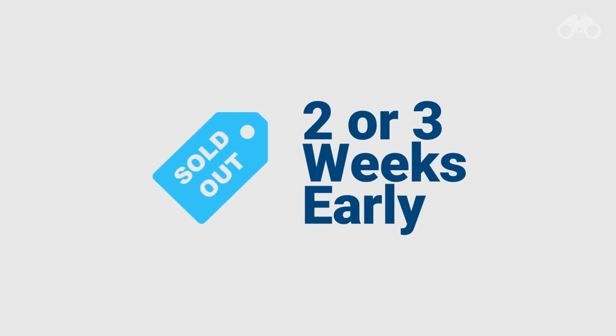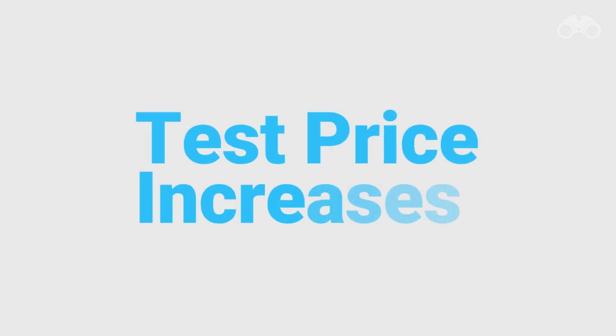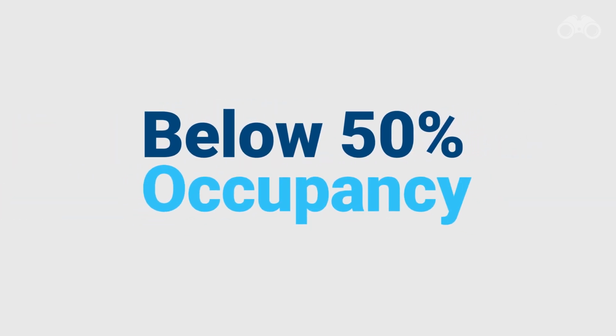So how might we leverage this information? Well, if we see that we are consistently selling out 2 or 3 weeks early on weekends, we might consider increasing prices by 15 to 20%. If you're seeing that you are above 80% occupancy, then we might play around with some test price increases. And if you see numbers that are going the other direction, below 50% occupancy, we might consider some conditional discounting or promotions.